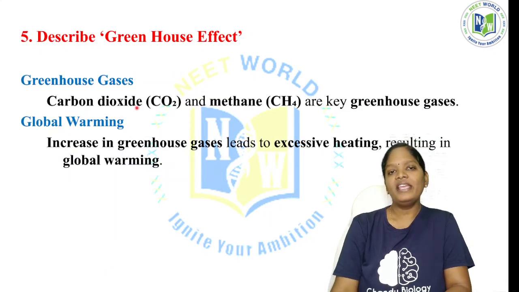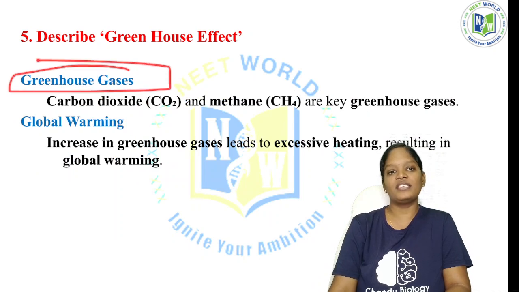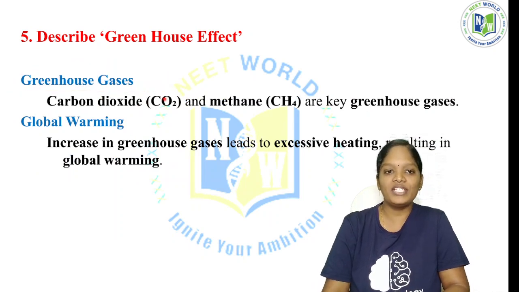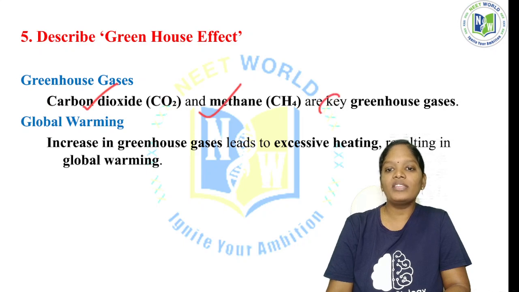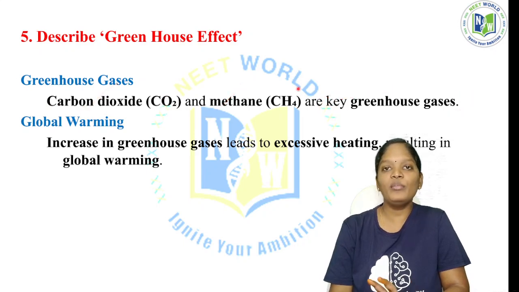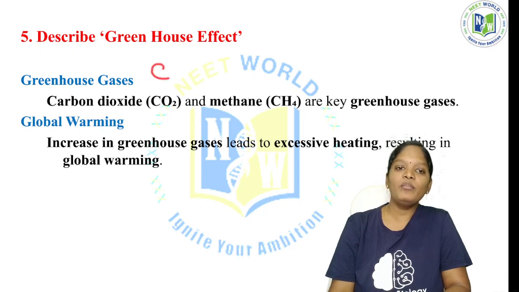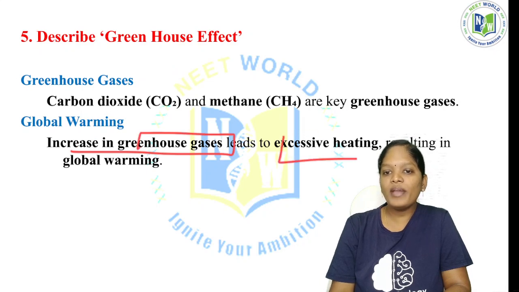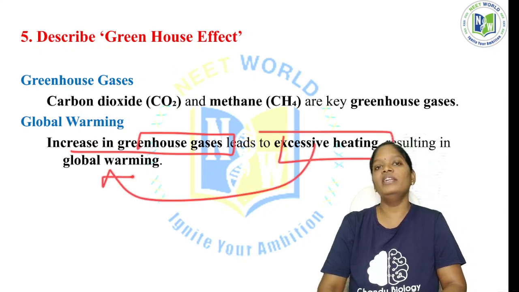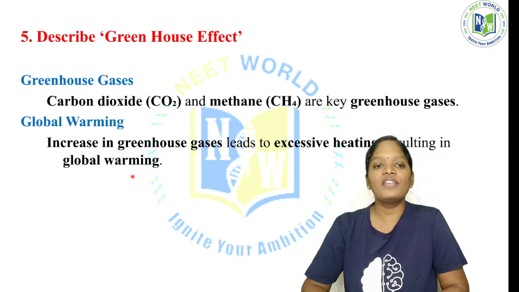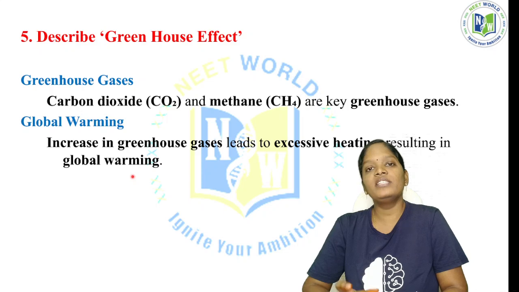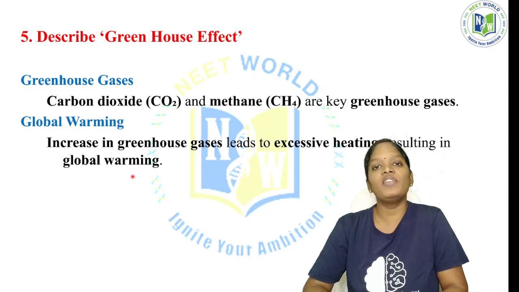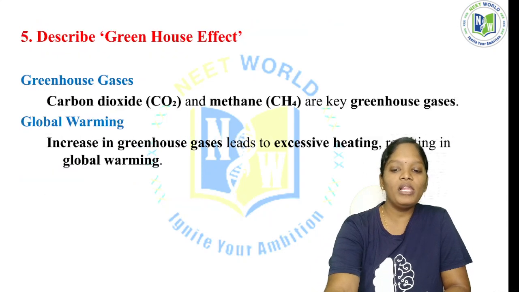Now, what are the gases called greenhouse gases? Those are the ones absorbing the radiation. Carbon dioxide and methane are the key greenhouse gases. These are the most important greenhouse gases. As there are more greenhouse gases, the increase leads to excessive heating. This results in global warming. As there is more carbon dioxide and more methane, this results in excessive heating. This excessive heating of the Earth is technically called global warming.